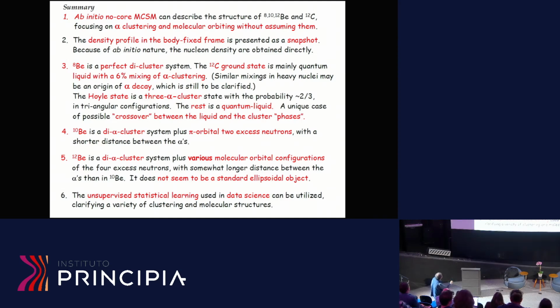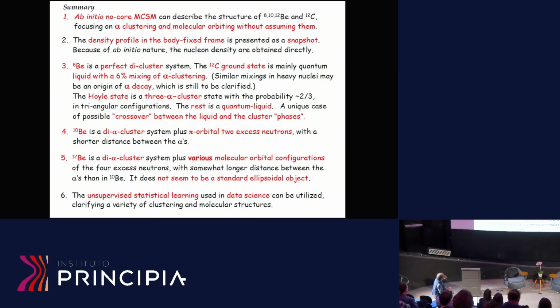Beryllium-10 is a di-alpha cluster system plus pi orbital 2 excess neutrons. But beryllium-12 is again a di-alpha cluster, but this cluster and this cluster are a little bit different, plus various molecular orbital configurations. But in some works, beryllium-12 has been described as a standard ellipsoidal object, but our work shows that the di-alpha cluster structure is still there. And this unsupervised statistical learning is quite useful to obtain those understandings.